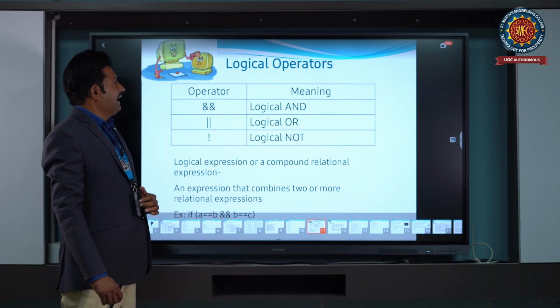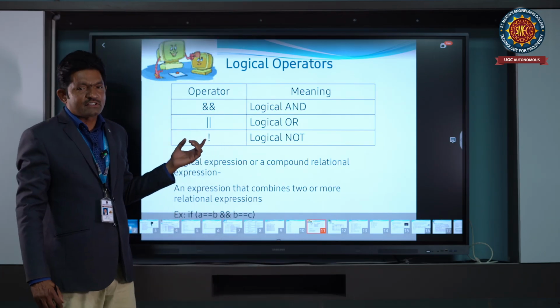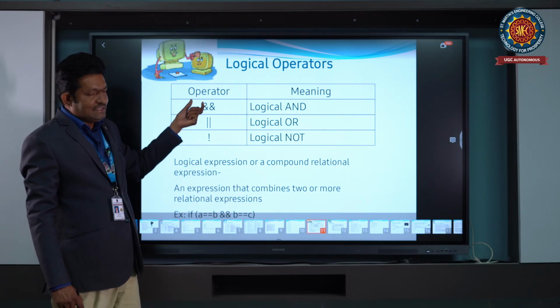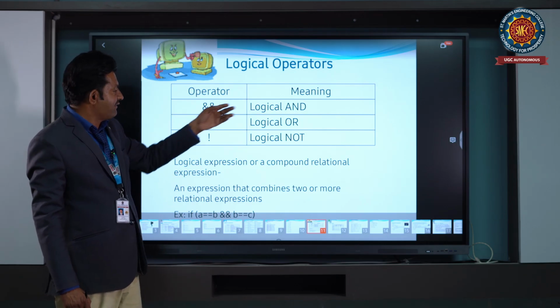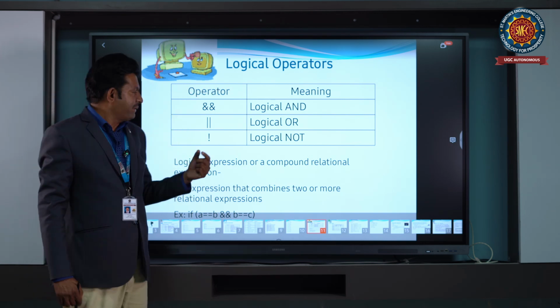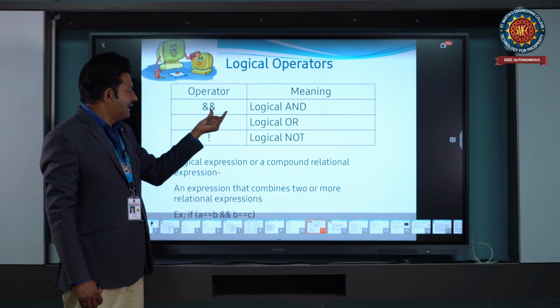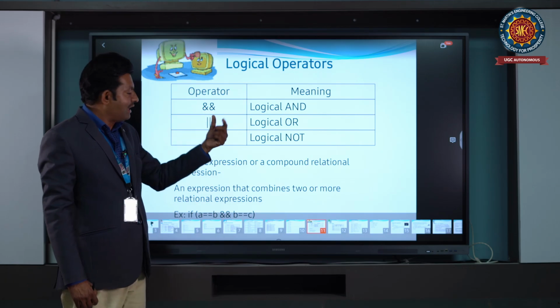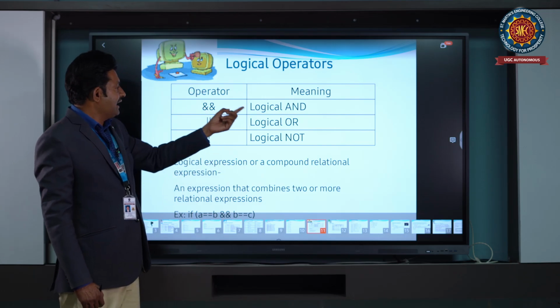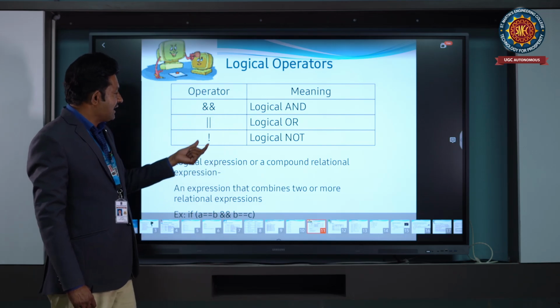Next, coming to the logical operators. An operator is a special symbol and the meaning is available here. Logical operators are of three types: the ampersand symbol is the logical AND, the pipe symbol is the logical OR, and there is also the logical NOT. These are the three operators available, with the meanings logical AND, logical OR and logical NOT.